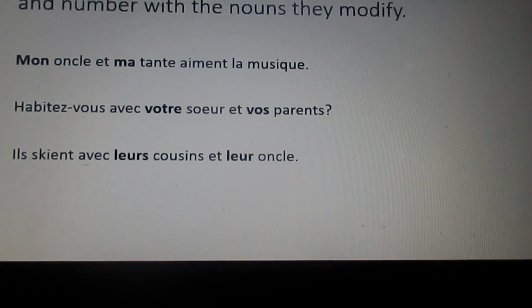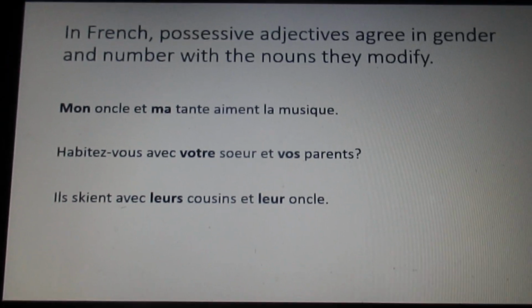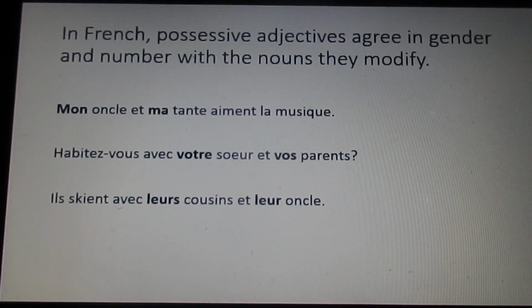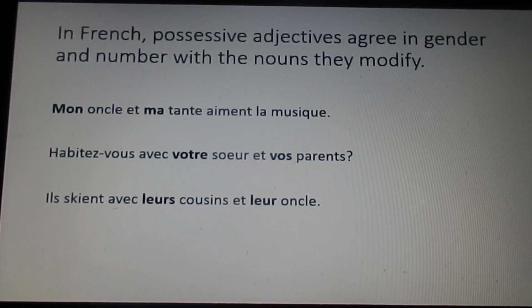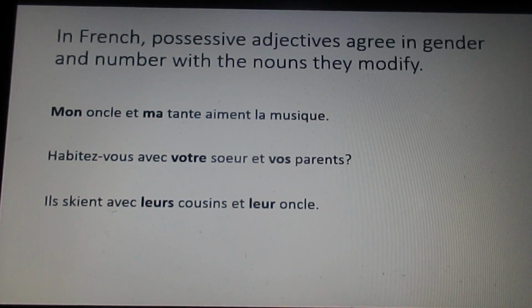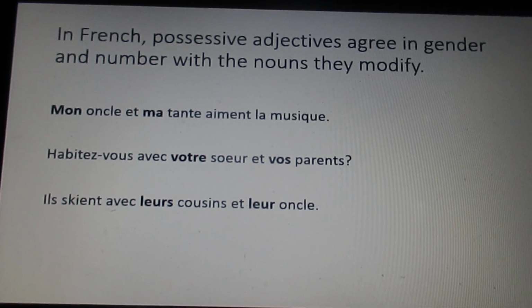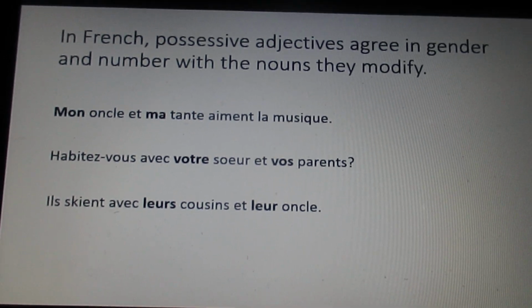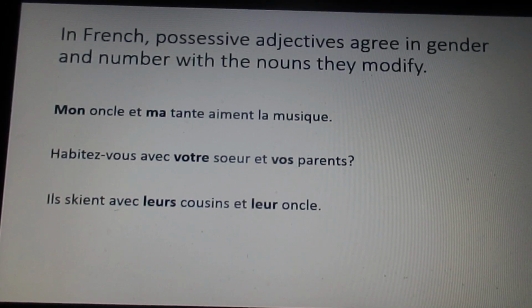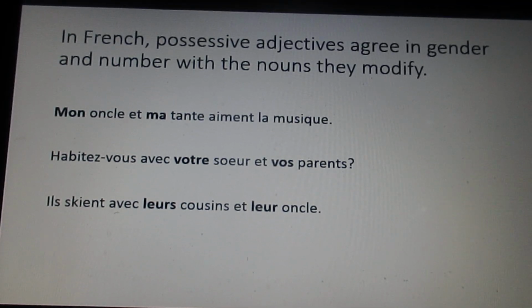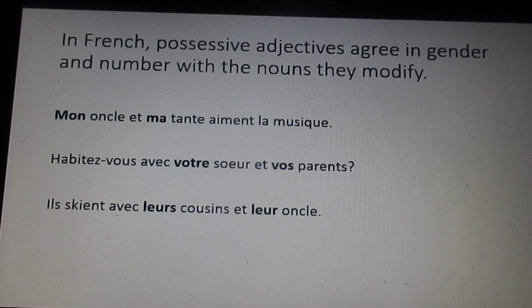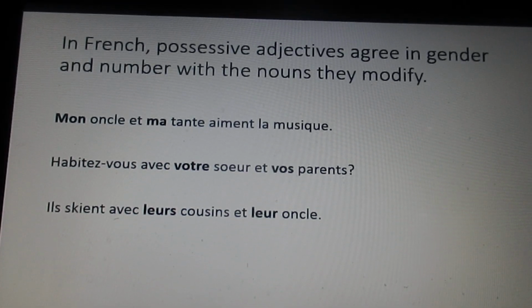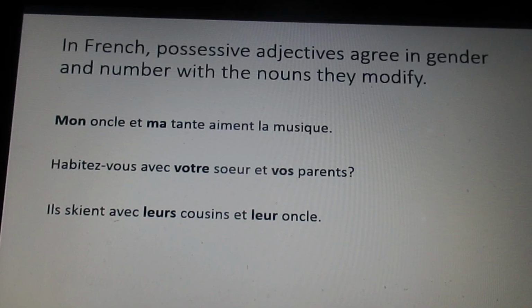So in French, it's important to remember that possessive adjectives agree in gender and number with the noun that they modify. So we have mon oncle et ma tante aiment la musique. In English, we would say my uncle and my aunt. But in French, we have two different words we're going to use. Mon oncle, right? My uncle. I'm choosing mon because he's masculine and singular. And ma tante because she is feminine and singular.